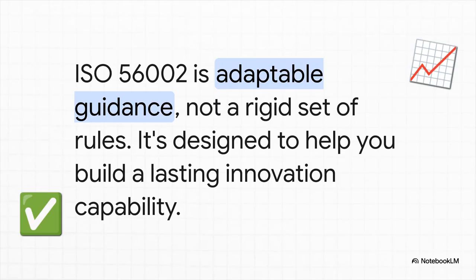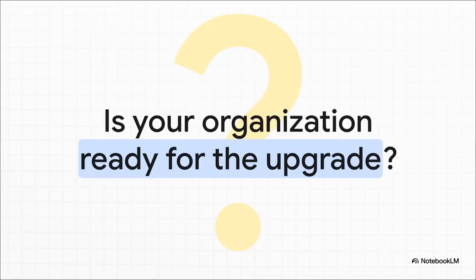So look, if you remember just one thing from all this, let it be this. ISO 56002 is not a rigid checklist. It is an adaptable framework. It gives you the architecture for your innovation OS, and then you tailor it to your organization's unique culture and goals. The whole point isn't to follow rules, it's to build an innovation capability that truly lasts. It's a system designed for sustained, long-term success, not just one-off wins. And that really leaves us with one final question for you to consider.